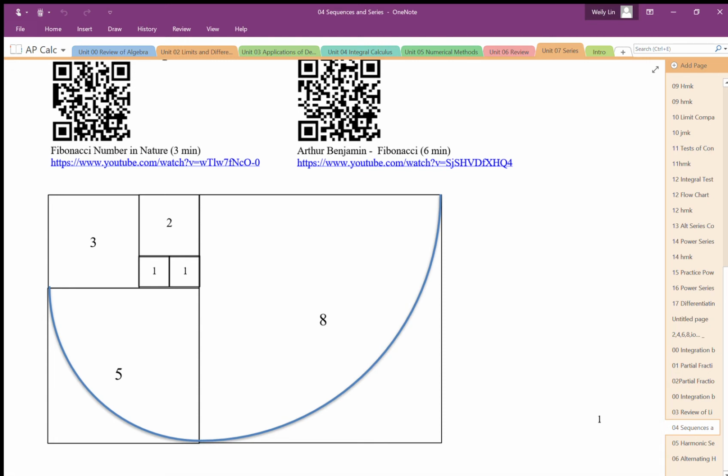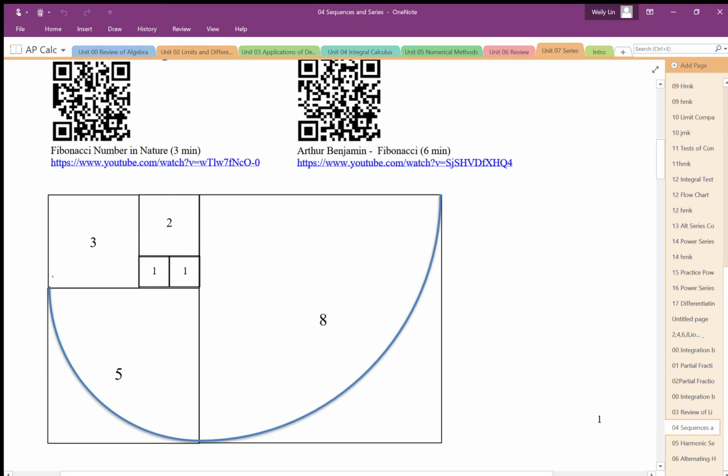This ends up relating to something called the golden ratio. Very interesting, you might want to look that up. But basically this Fibonacci sequence appears all over the place. It naturally appears all over the place, and one place it shows up is in snail shell or shell spirals. You may have seen this before.